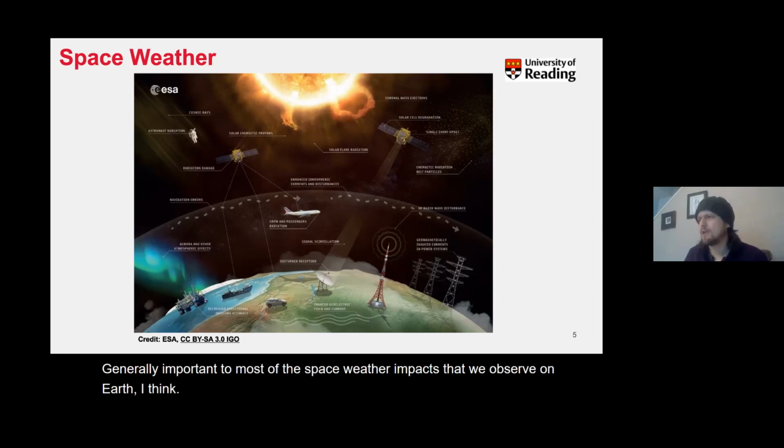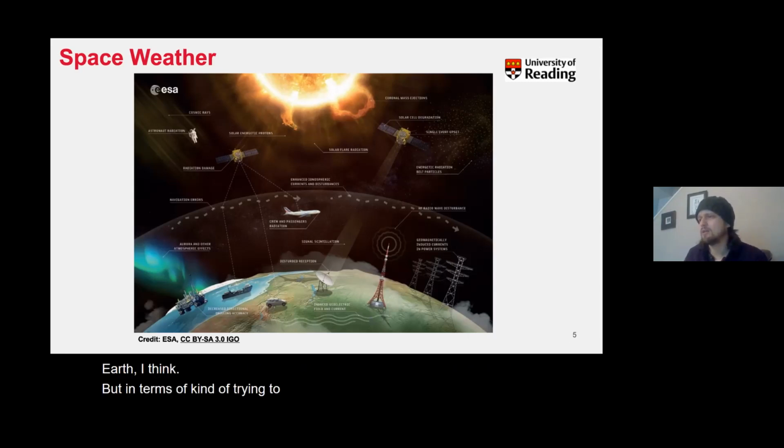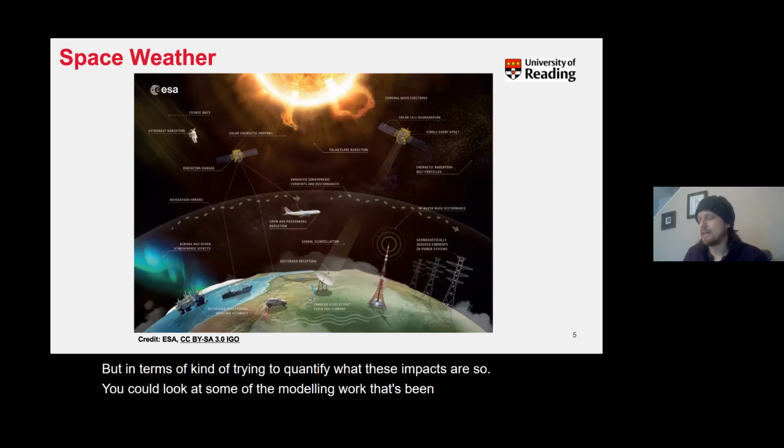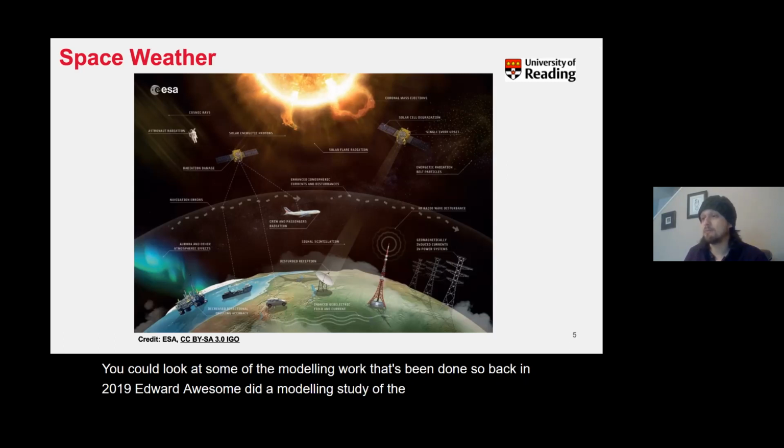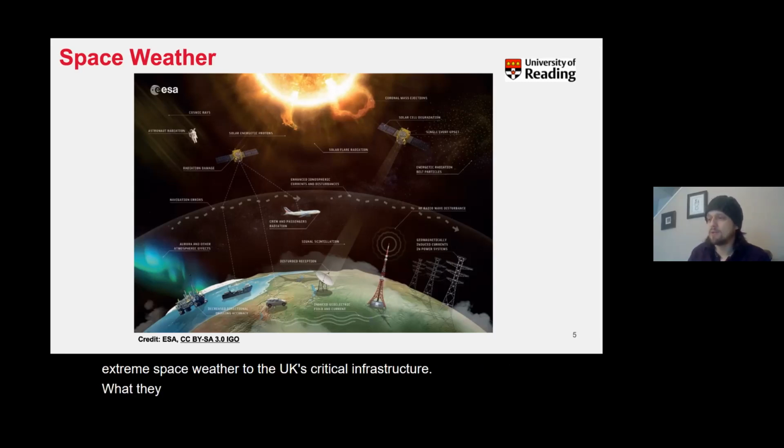But in terms of trying to quantify what those impacts are, you could look at some of the modeling work that's been done. So back in 2019, Edward Oughton did a modeling study of the economic impacts of extreme space weather to the UK's critical infrastructure. And what they found is if there was no space weather forecasting, they reckon an extreme event, somewhat like the Carrington event, would cost of the order of £16 billion.